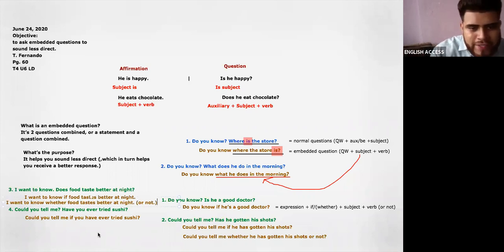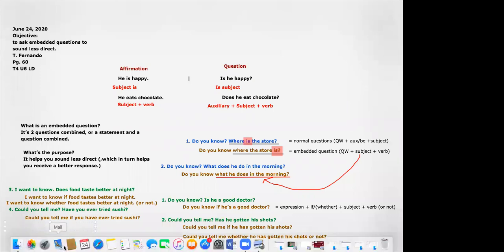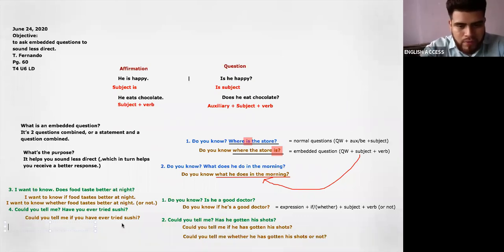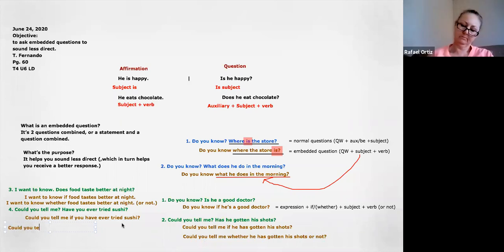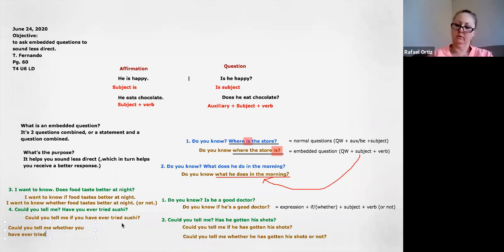You know, and like I said, it's very common when you use whether to put or not at the end, but it's not obligatory. You can say, I want to know whether food tastes better at night, or I want to know whether food tastes better at night or not. So it's up to us. Yeah, it's a matter of preference. Okay. Or not, right? Yes. Okay, thank you.